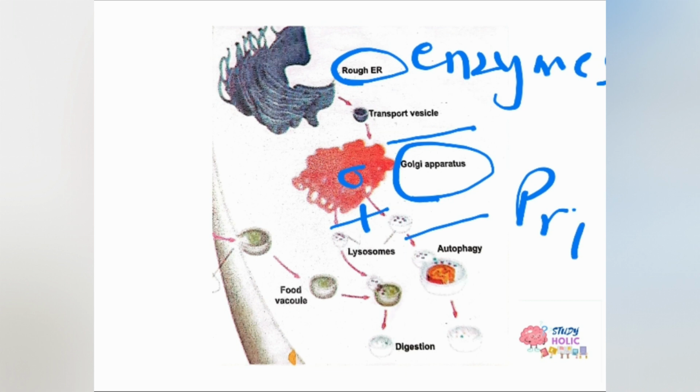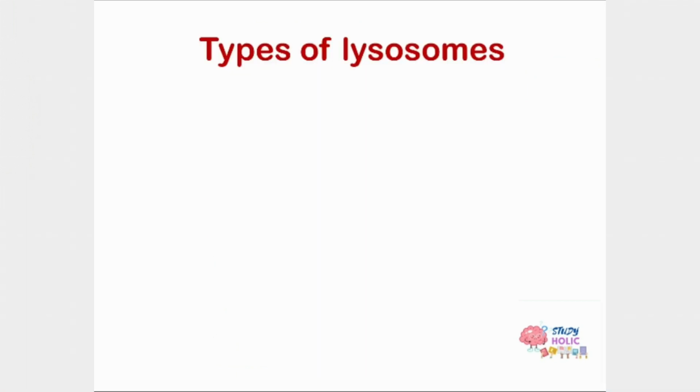That was the formation of the lysosome: how the enzymes were released from the rough endoplasmic reticulum, processed in the Golgi complex, and the lysosomes were formed via the Golgi complex, and the lysosomes which were released through the Golgi complex are known as primary lysosomes.